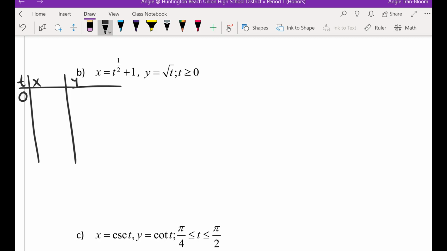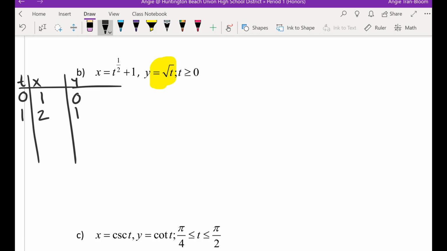When t is 0, 0 to the half plus 1 is 1, so x is 1. When t is 0, square root of 0 is 0, so y is 0. Next, I'm going to use 1. What happened when time is 1? At 1 second or 1 minute, whatever the unit of time is, x is 2. Y, square root of 1, is still 1.